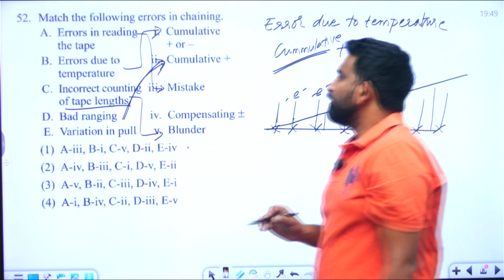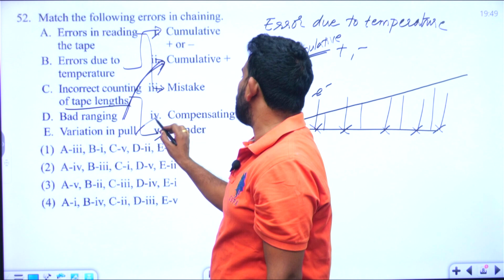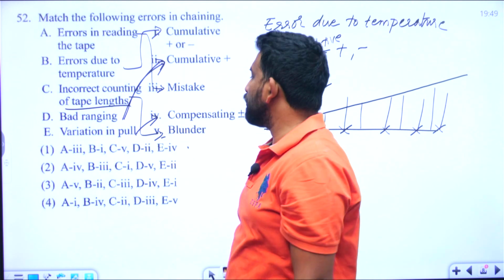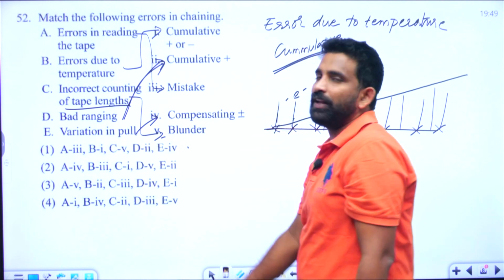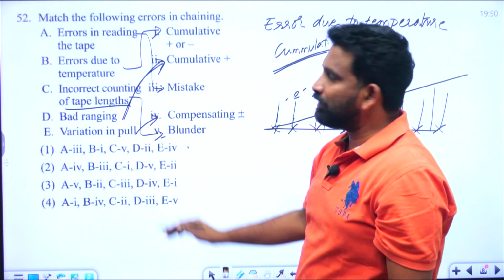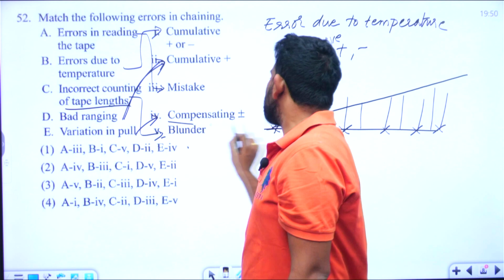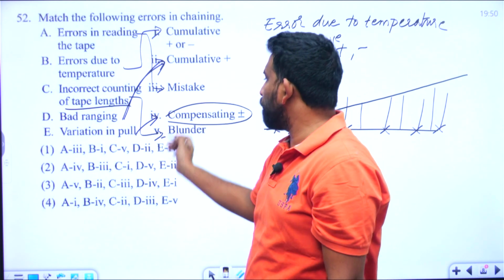Now the variation in the pull can be compensating, because we know that variation in the pull is compensating. Also we can consider this variation in the pull as a personal error that can be compensated, and this can be positive and negative. So the correct option will be 5.